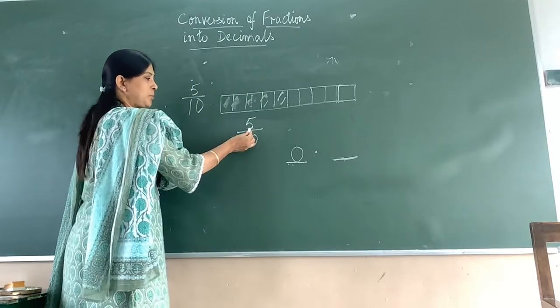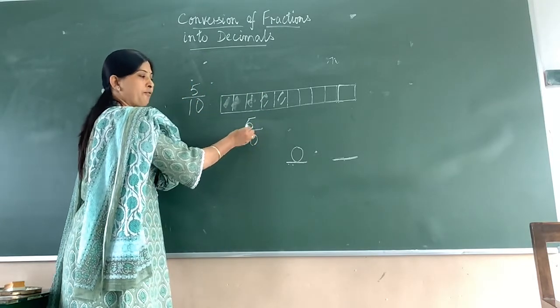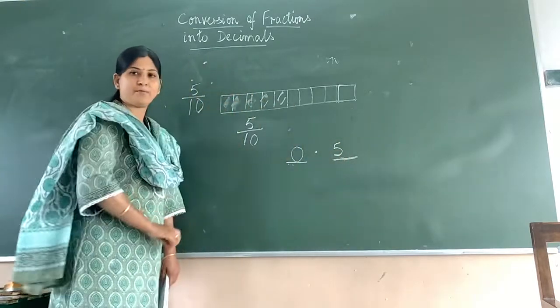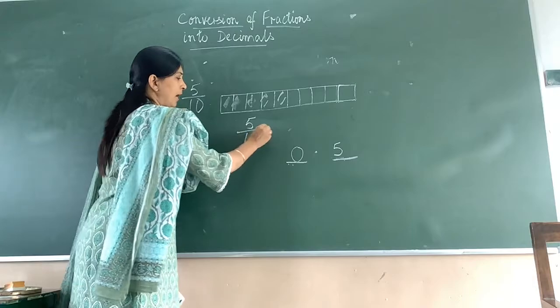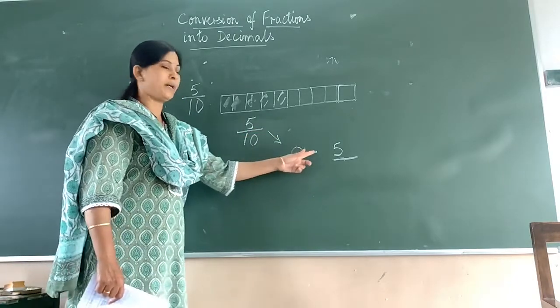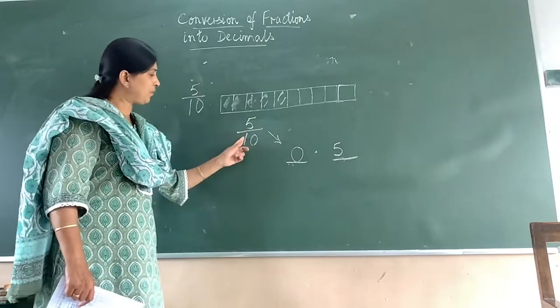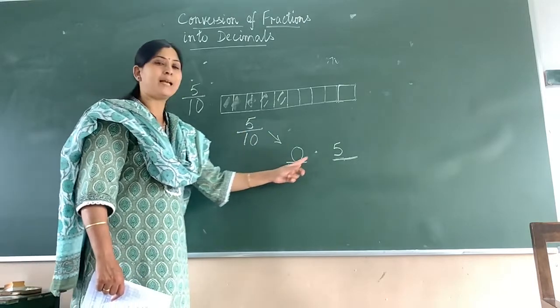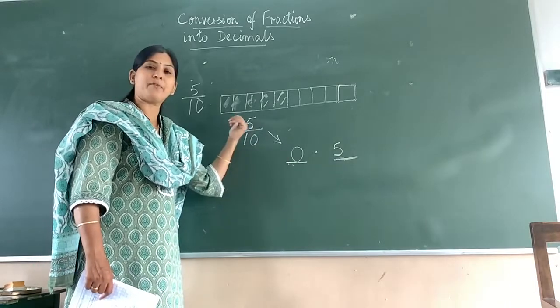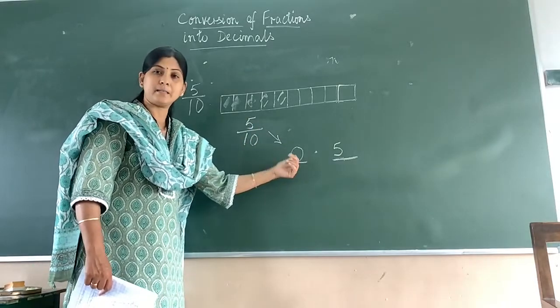Now what is the numerator of this fraction? 5. So what will we write here? 5. So 5/10 means what? 0.5. The fraction 5/10 can be written as 0.5. So we have converted this and written it in decimal form.